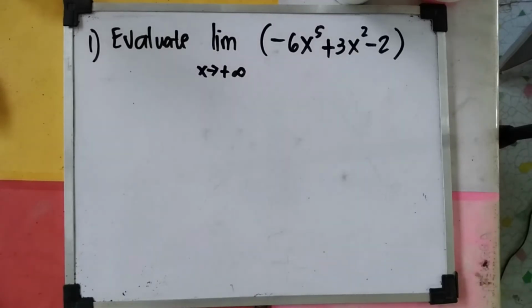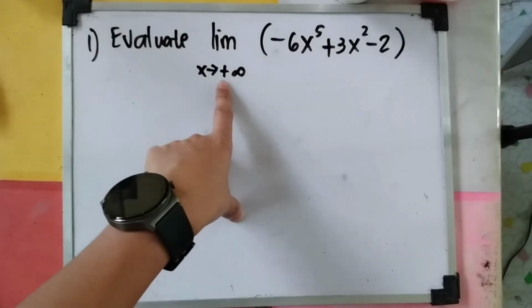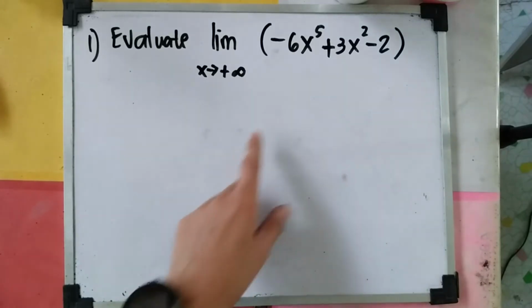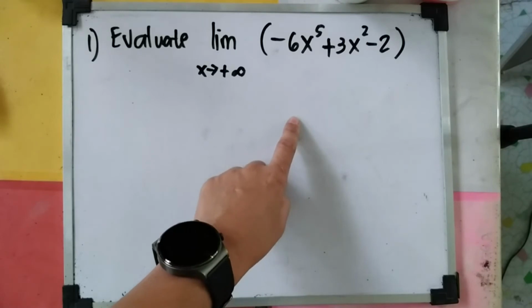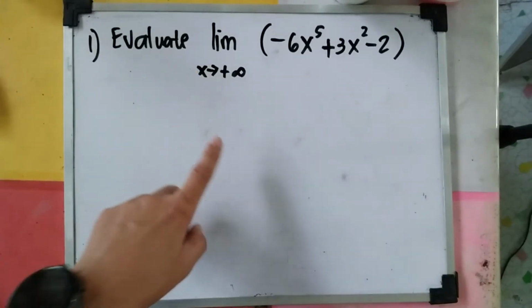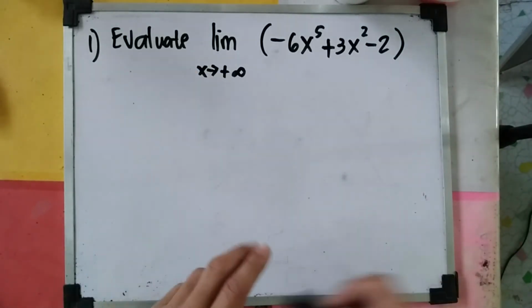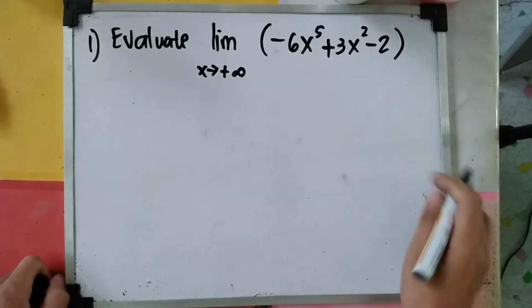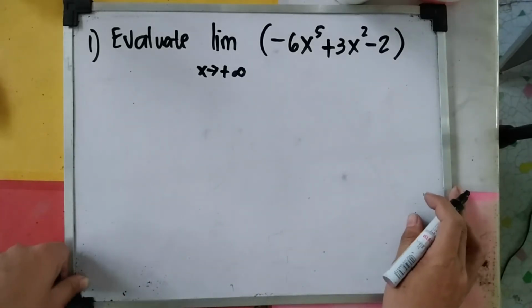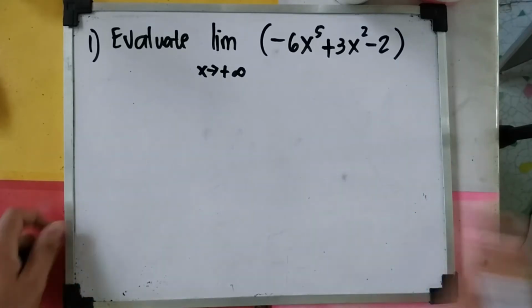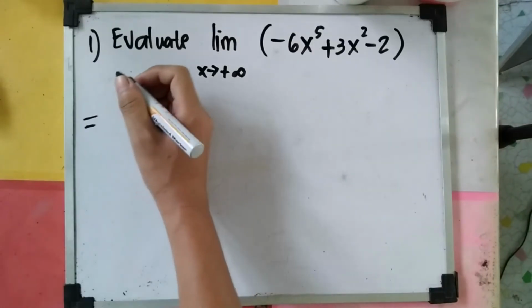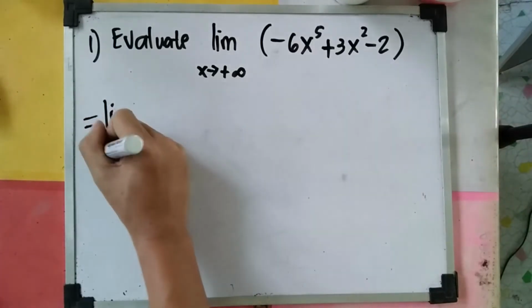Okay, let us apply now the limits at infinity of polynomials. As we all know, pag approaches positive infinity, lahat ng answer positive infinity, tama? Pero pag approaches negative infinity, positive infinity ang answer pag even ang exponent, negative infinity naman pag odd ang exponent. So let's evaluate this limit, quantity negative 6x to the 5th power plus 3x squared minus 2. Okay? Sulat ko muna ito class ha.